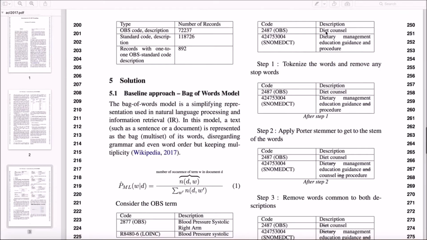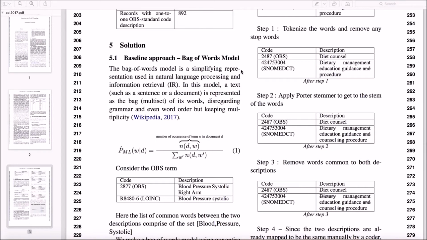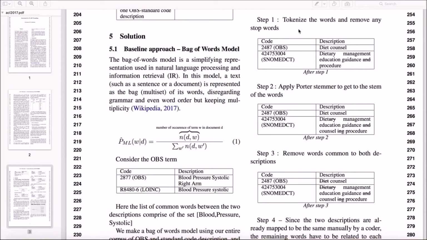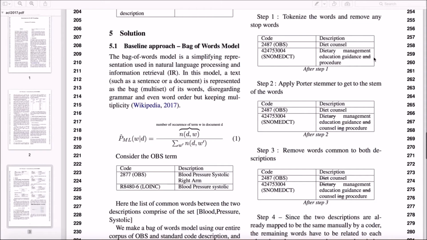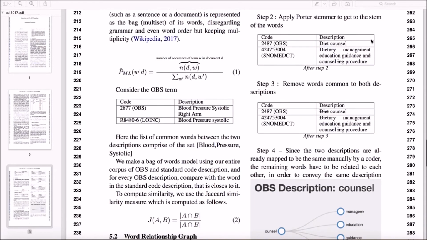Let's look at these two descriptions that are already mapped to be similar to each other by a human. But just by first look alone, these two descriptions do not look very similar to each other. So we follow a three-step process to understand the relationship between the words in the two descriptions. Step 1 is to tokenize the words and remove any stop words such as and, the, and so on, which do not add any extra meaning. So the word and gets removed. In the next step, we apply a Porter stemmer to get to the root of the words. So the word dietary gets replaced by diet and counseling gets replaced by counsel.